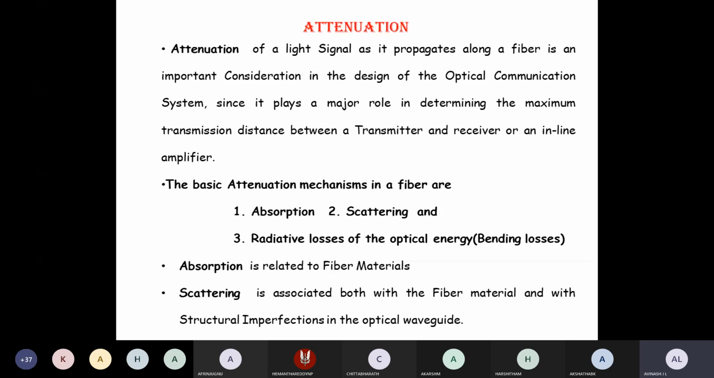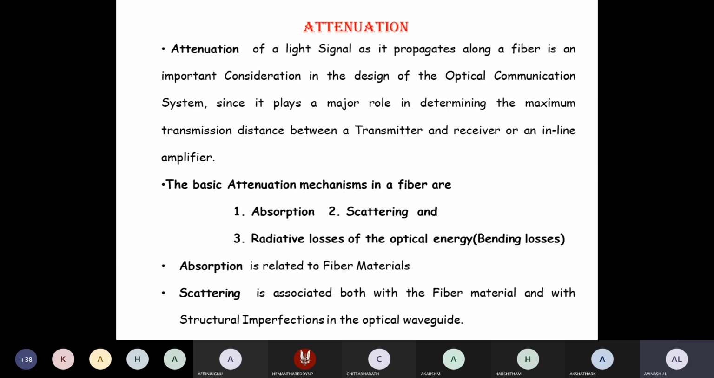So here, since it plays a major role in determining the maximum transmission distance between a transmitter and receiver or an inline amplifier. So now here, what exactly happens is attenuation, the first phenomenon. There are multiple phenomena which contribute to the signal loss. In that, attenuation is one. So in that particular process of attenuation, a light signal as it propagates along the fiber is an important consideration in the design of optical communication system.